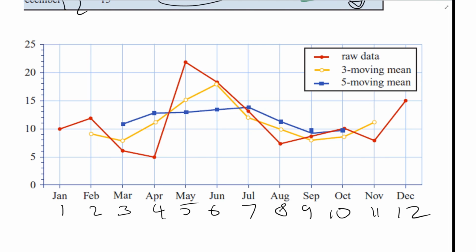Could you see there's any trend? It's probably not a lot there. You might want to say a slight negative secular trend, but there's not much else to work with there. But you wouldn't be able to see that really from the raw data. That's why you want to do a 3 or 5 moving mean to smooth it.